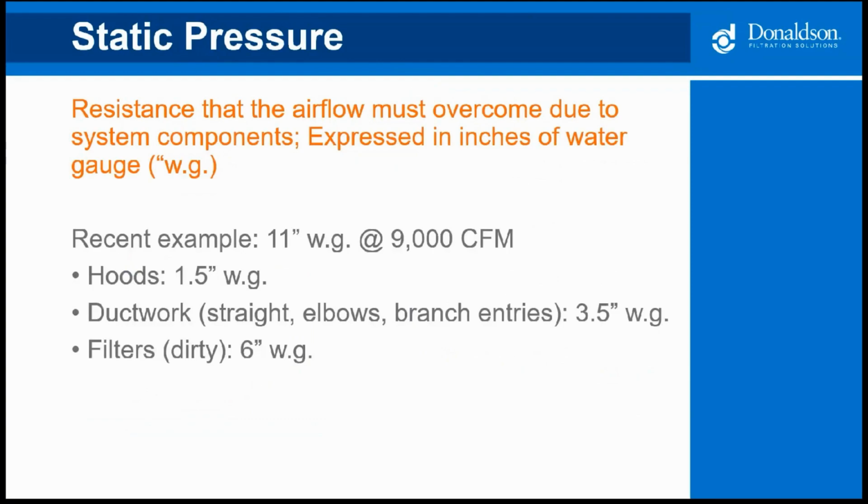Here's an example from a recent system that I designed. We had hoods that totaled 1.5 inches of water gauge. The ductwork, including straight runs of duct, elbows, and branch entries, all totaled 2.5 inches. The filters in the collector, when dirty, totaled 6 inches. So the total system static pressure for this particular project was around 11 inches.